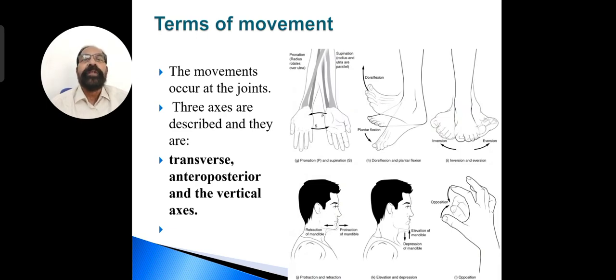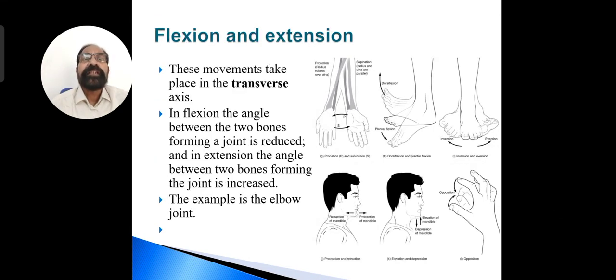Then we come to terms of movement. Movements occur at the joints. Movements can occur at three axes, and they are the transverse, anterior posterior and vertical axes. Flexion and extension: these movements take place in the transverse axis. In flexion, the angle between two bones forming a joint is reduced. And in extension, the angle between the two bones forming the joint is increased. The example of flexion and extension is the elbow joint.